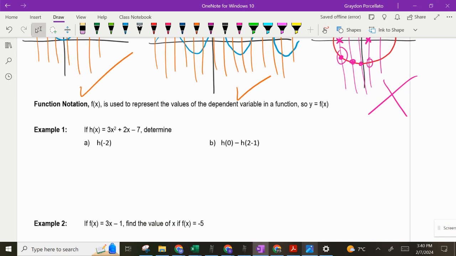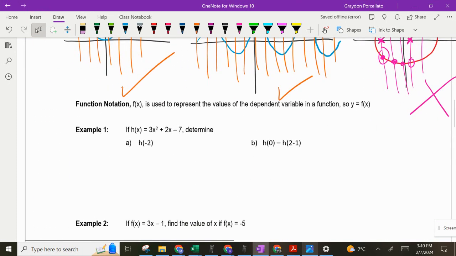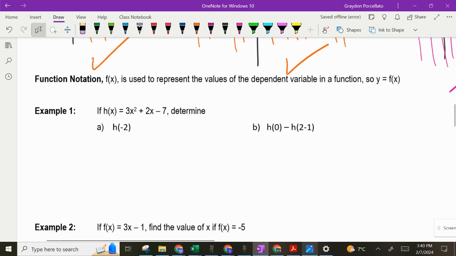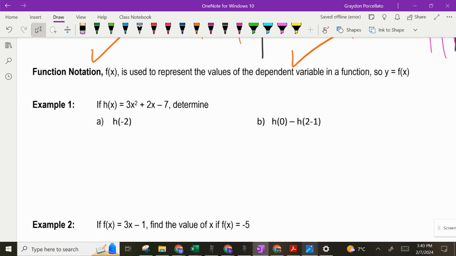Now let's try these 2 examples. So function notation, and again, I talked a little bit about this, but function notation basically is saying that f of x is used to represent values of the dependent variable. The y variable is our dependent variable, and so all we say is y is the same as f of x. So a y coordinate is equal to f of x. Okay, it's just a different, more fancy way of writing y.